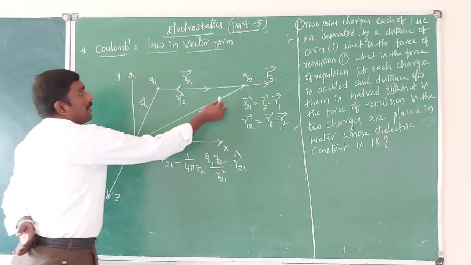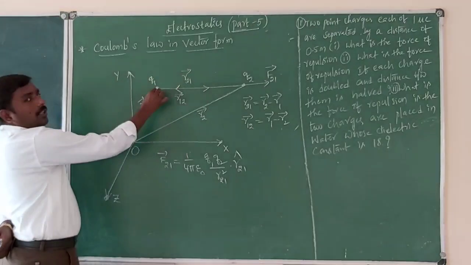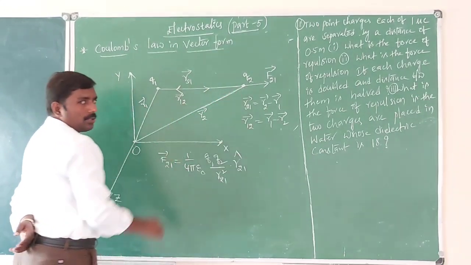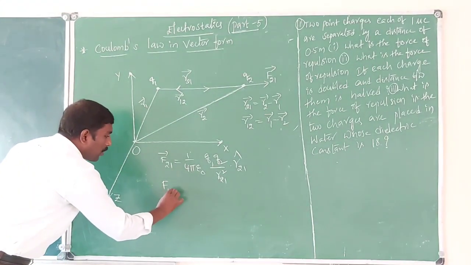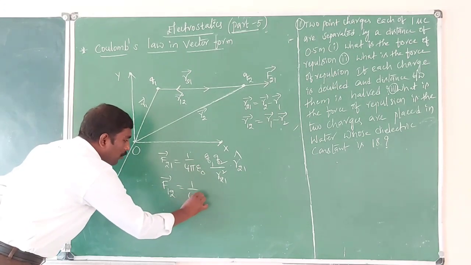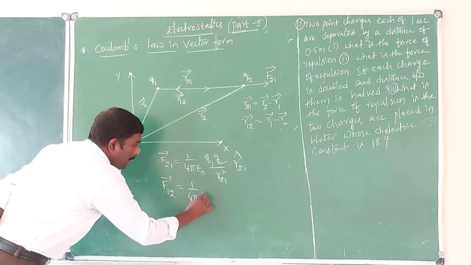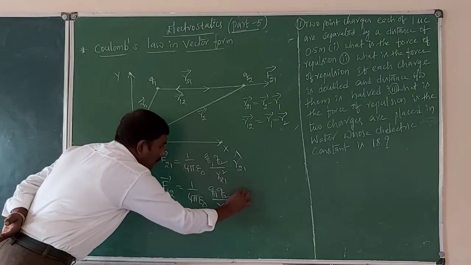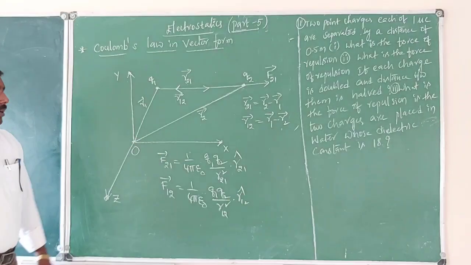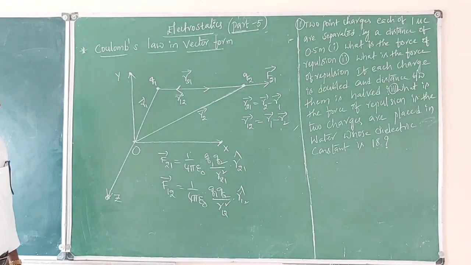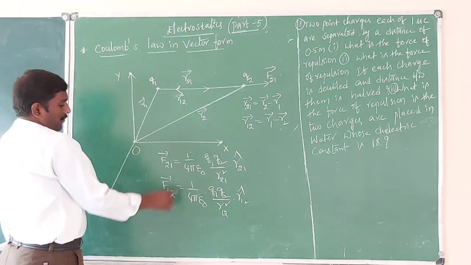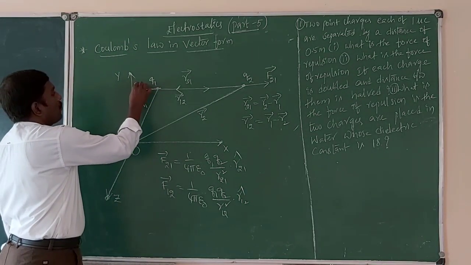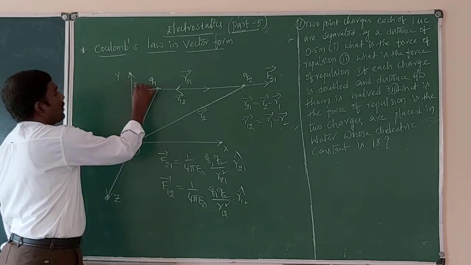Similarly, the force acting on Q1 due to Q2 is given by F12 equal to 1 over 4 pi epsilon naught, Q1 Q2 by R12 square, into R12 cap. See the direction of F12, like this.